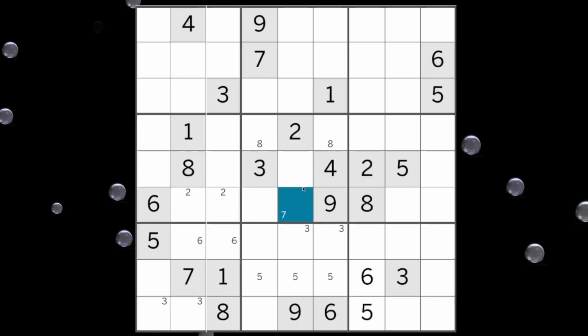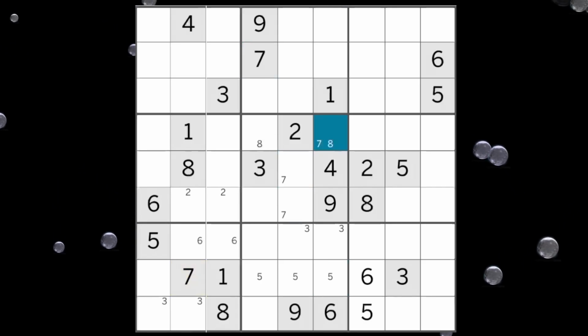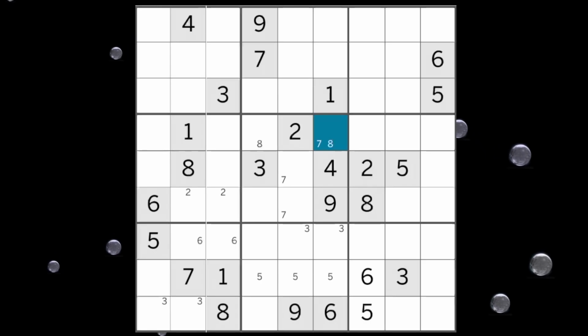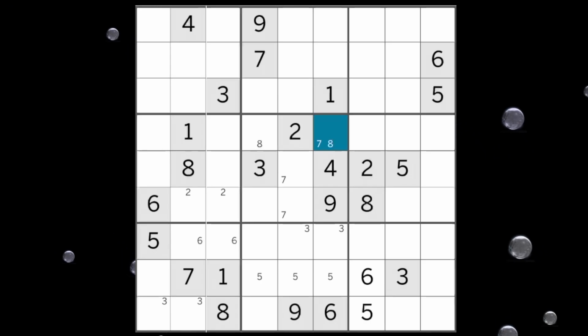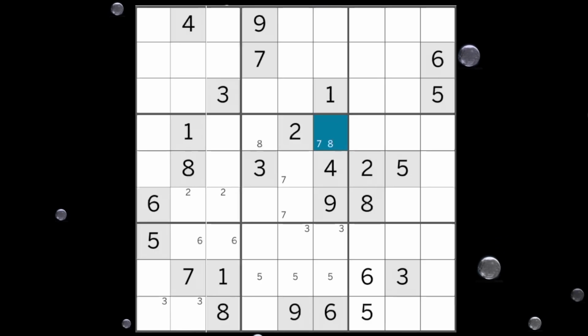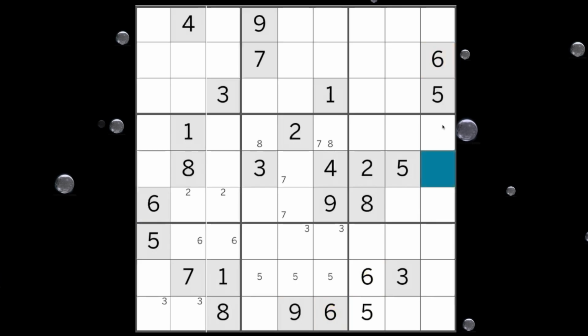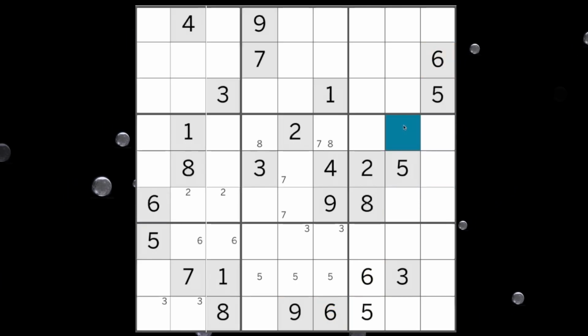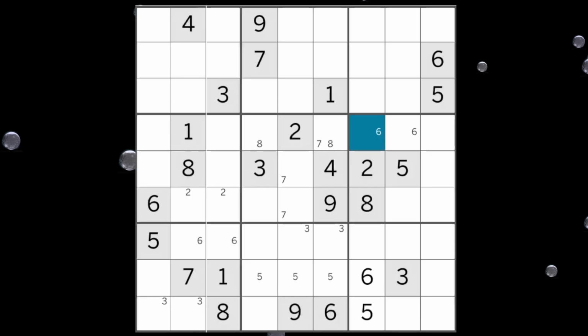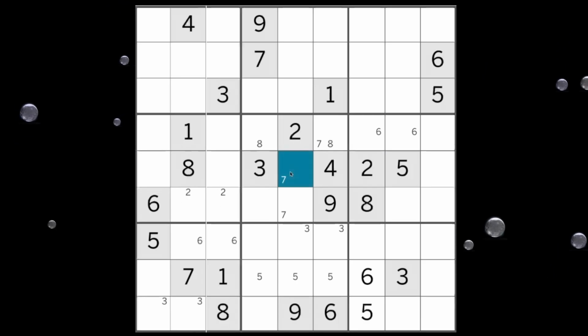That 7 puts a 7 in one of those 3. This 6 and that 6 means 6 can't be in any of these 4. 6 has to be there. So 6 in the top here, 6 in the bottom here means that's a 6.